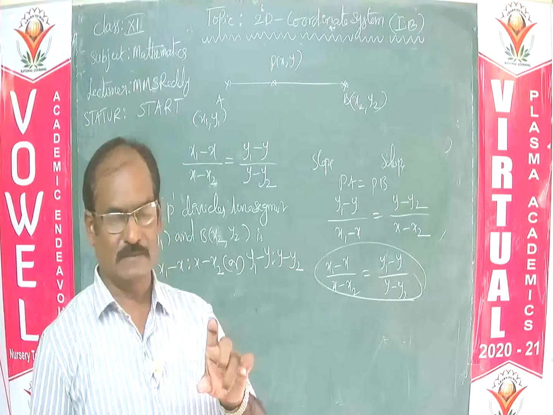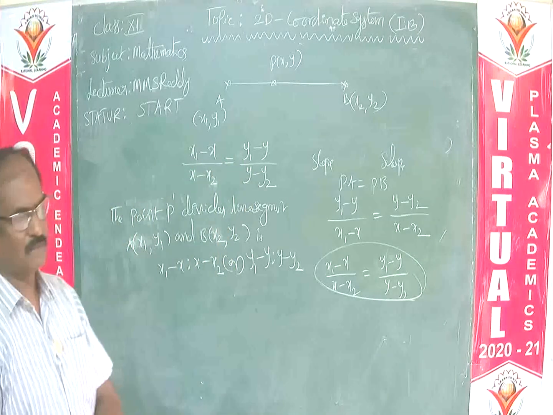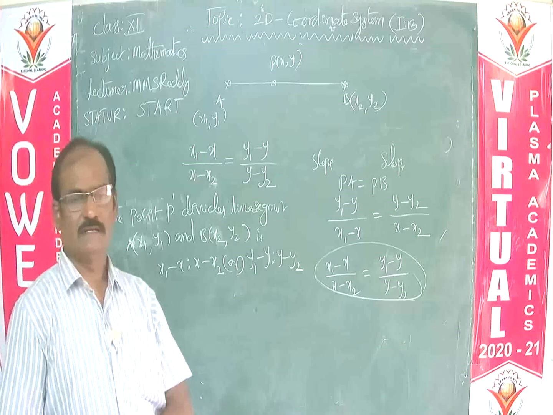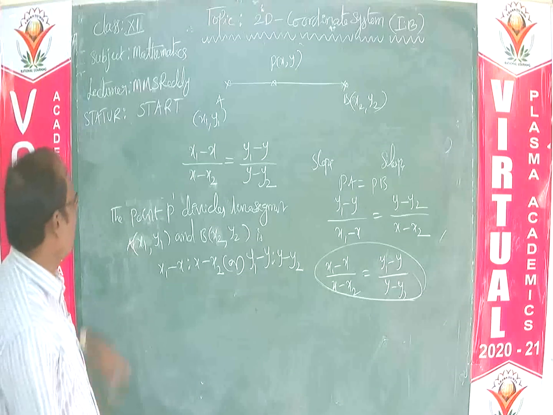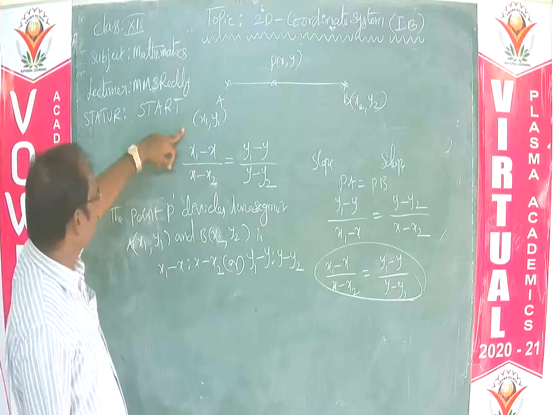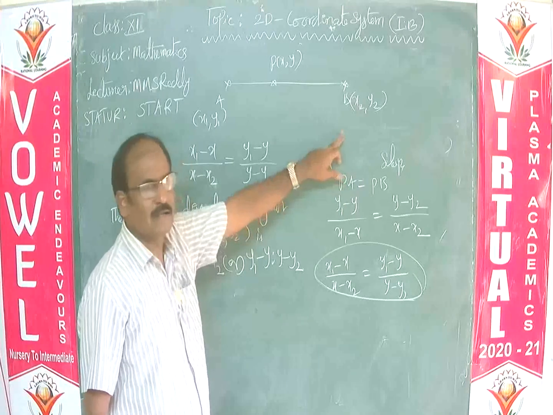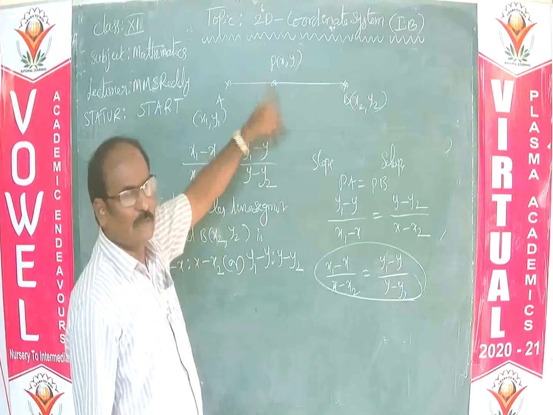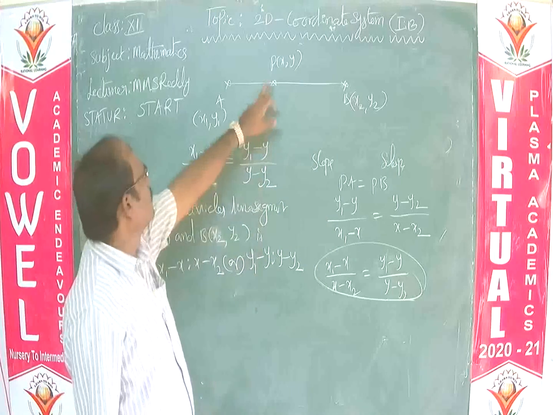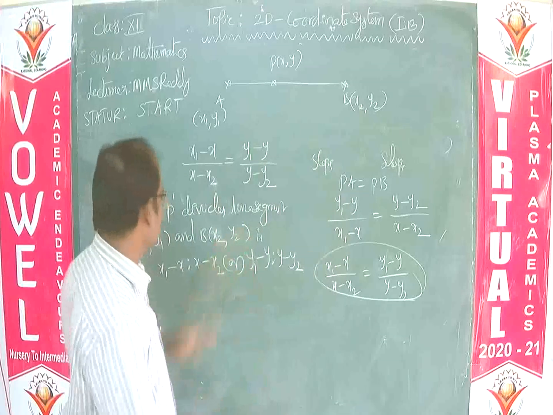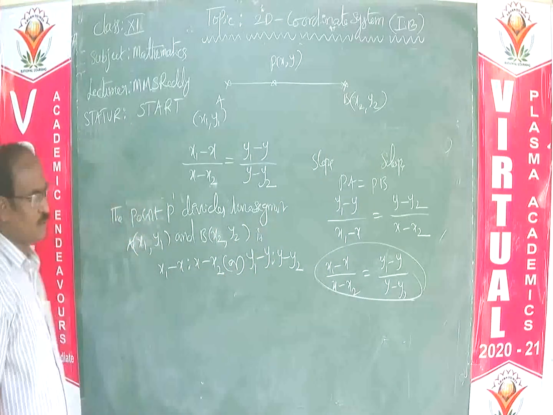When the coordinates of 2 points A and B and the ratio are given, we can find the point which divides the given line segment internally or externally in the ratio m is to n by using the formula (mx2 plus nx1) by (m plus n), (my2 plus ny1) by (m plus n). If externally, minus. On the other hand, if 2 points of a line segment and the coordinates of a point are given, then we can find in which ratio the point P divides the line segment joining AB. That is x1 minus x is to x minus x2.